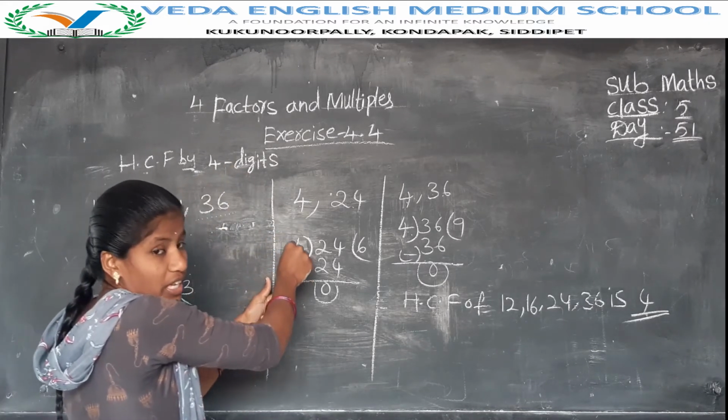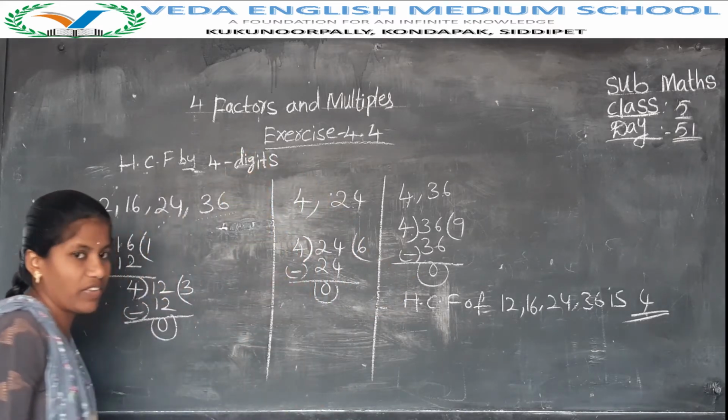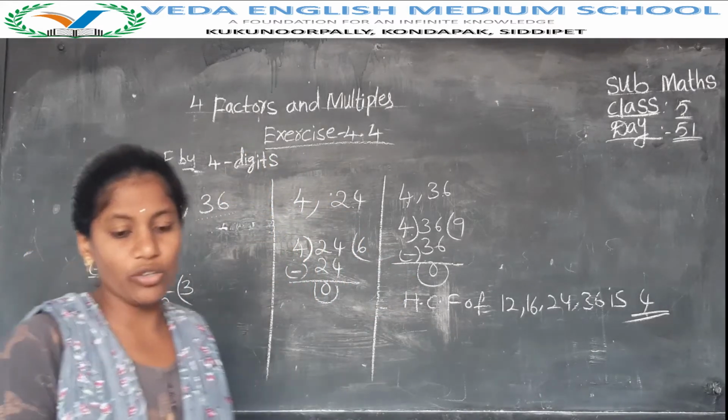Here the HCF comes, then this HCF with the remaining number. If you have 4 digits, then you have to find the HCF like this. Okay. Directly we will go to the exercise.